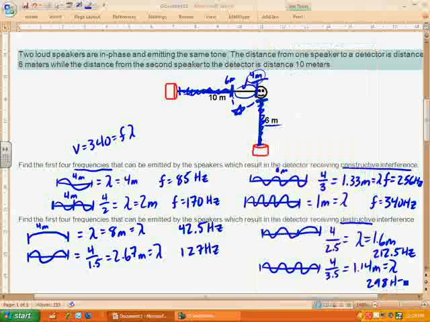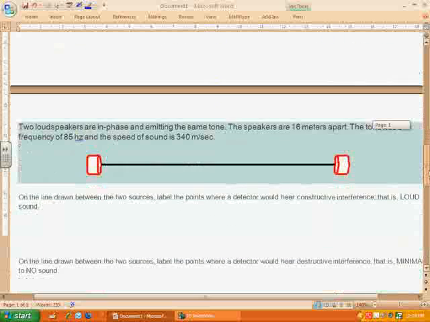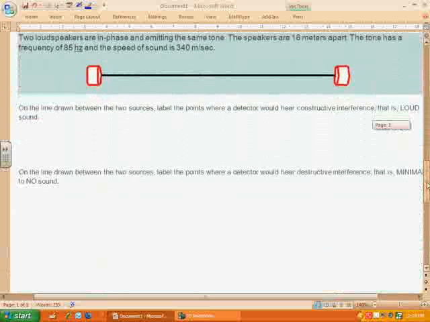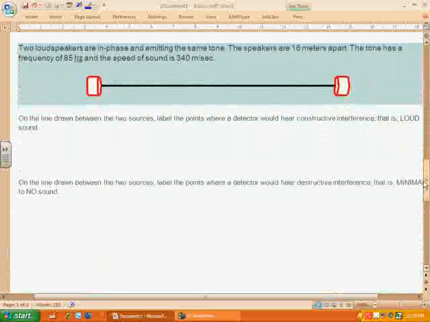Alright, let's go on and do one more. Okay, this one's a little bit different again. Again, looking at one slightly different idea. Okay, last one. Two loudspeakers are in phase and emitting the same tone. The speakers are 16 meters apart. The tone has a frequency of 85 hertz and the speed of sound is 340 meters per second. On the line drawn below the two sources, label the points where a detector would hear constructive interference, that is, loud sound.